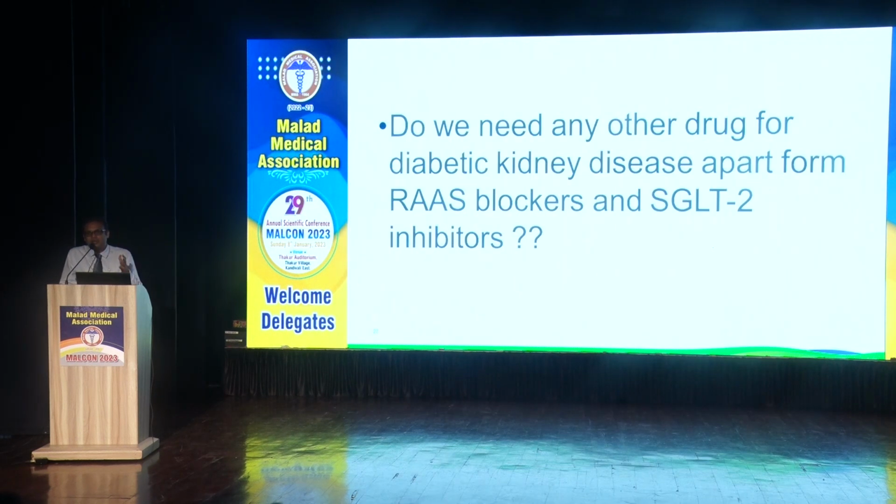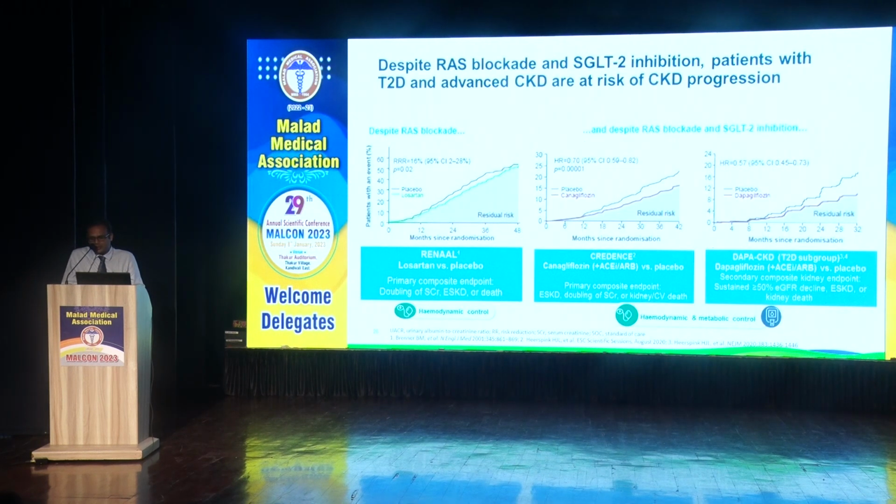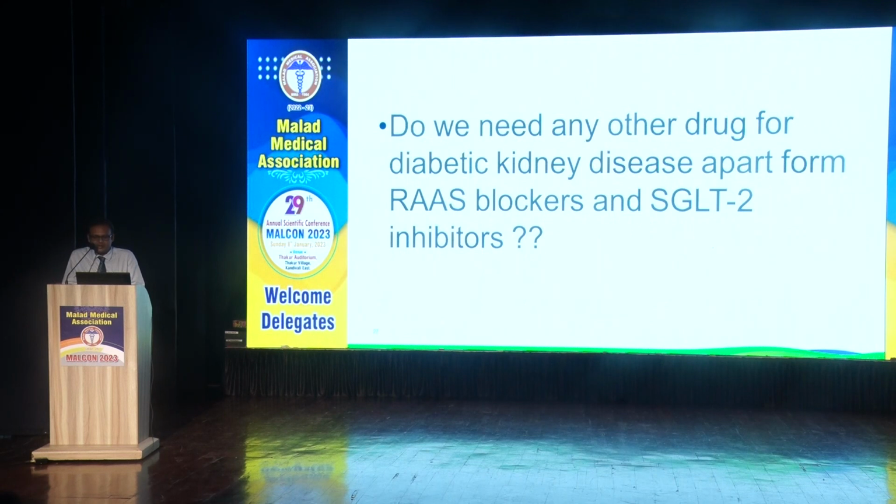Do we need any other agent? We have a renin angiotensin blocking agent, we have an SGLT2 inhibitor, but still, as we see, there is a gray area. Still we are not giving a dialysis-free opportunity to the diabetic kidney disease. So do we need any other agent?